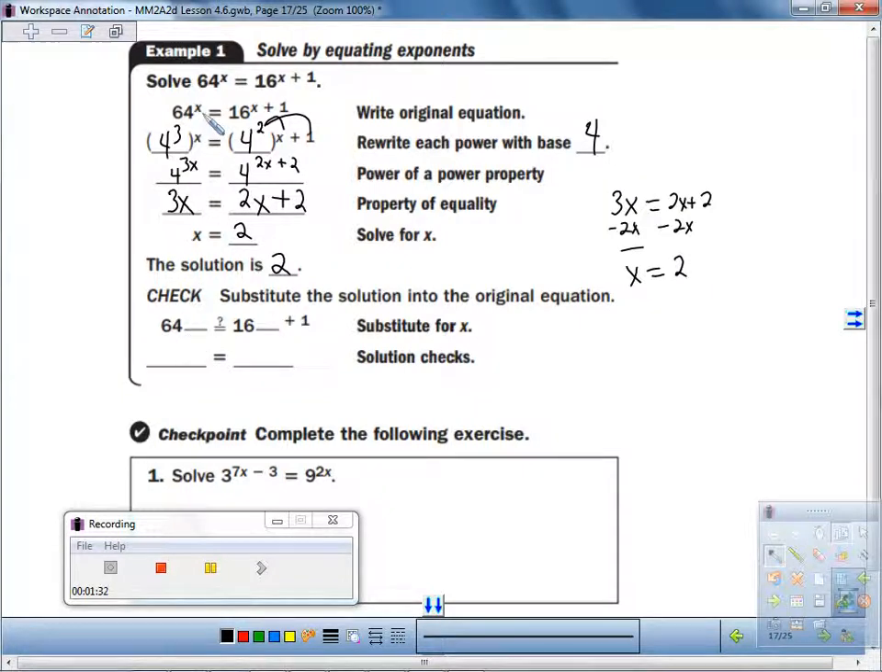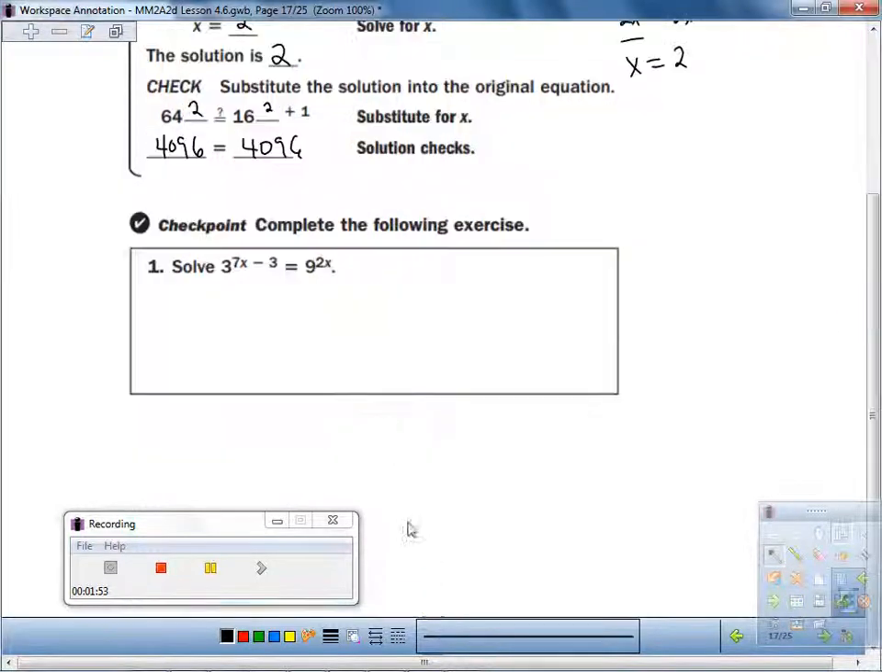Okay, so let's go back to the original equation and put in 2 for our power, so 64 squared gives us 4,096. Okay, and then we put in 2 here, so we end up with 16 to the third power, which is 4,096. So it checks out. Okay, so let's look at another example down here.